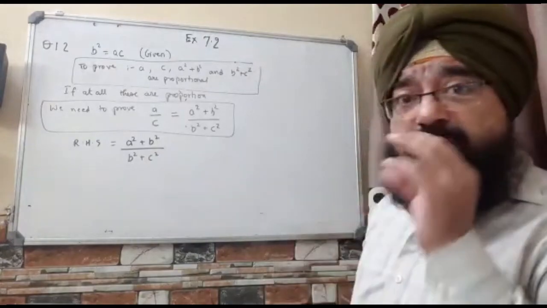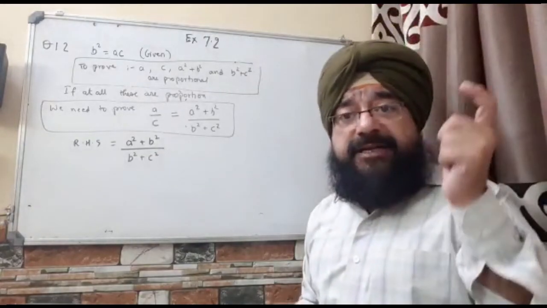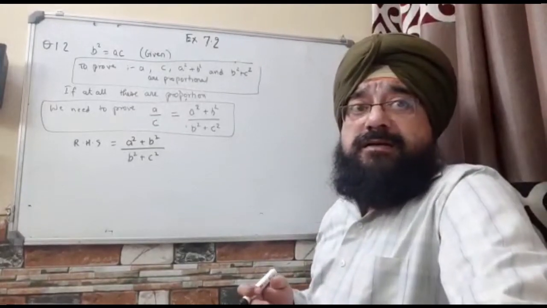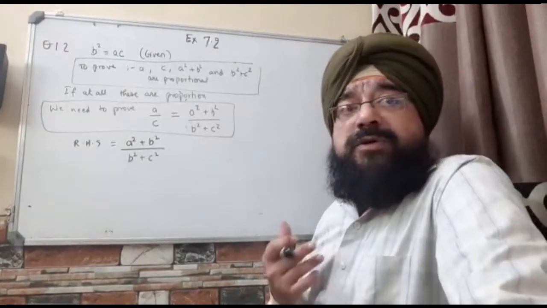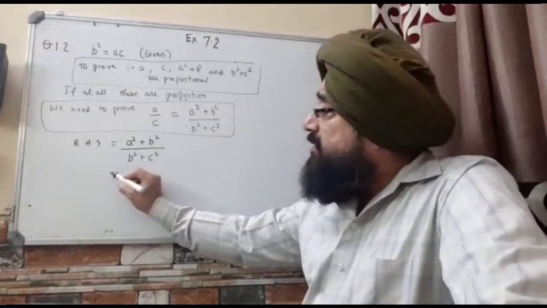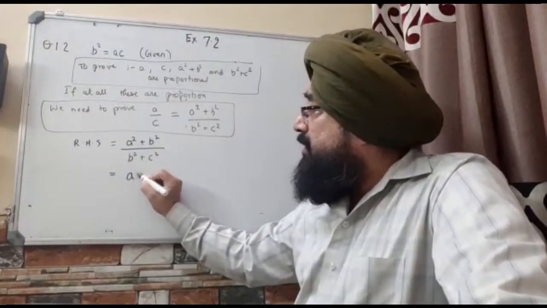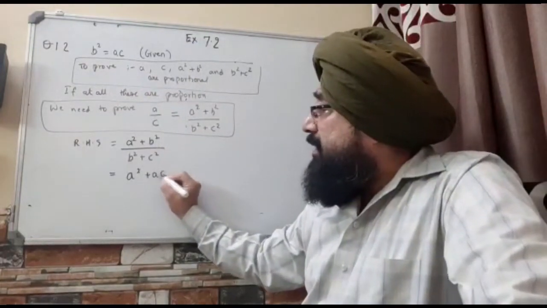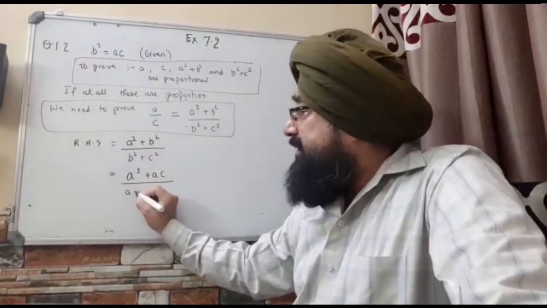So, I mean, you are not speaking correctly, but I can understand your intentions are perfectly correct. But your spelling is a little problem. But I know you are saying it correctly. What you mean to say is, you want to say that I substitute this B square as AC and this B square also as AC.